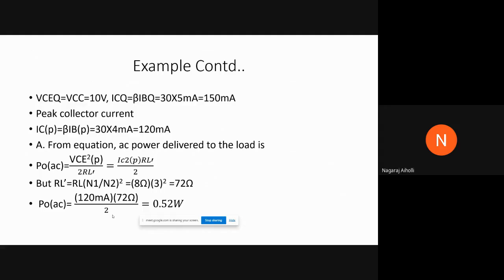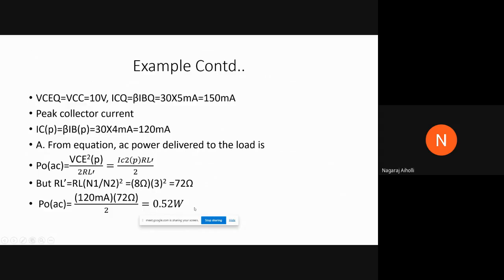So the answer is how much? How much are you getting here? That will come out to 0.5184 watt or approximately 0.52 watt. Here the square term is missing. Just please consider that it is 120 milliampere square. IC peak is 120 milliampere square into 72 ohms, that divided by 2, will come out to approximately 0.52 watt. It is 0.5184, which is approximately 0.52 watt.